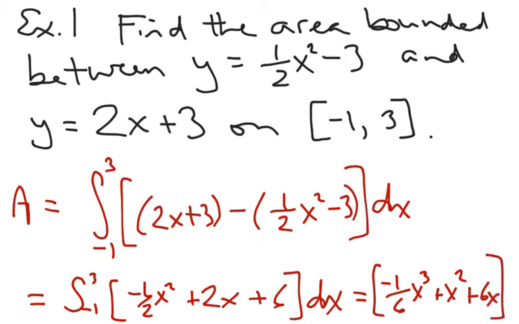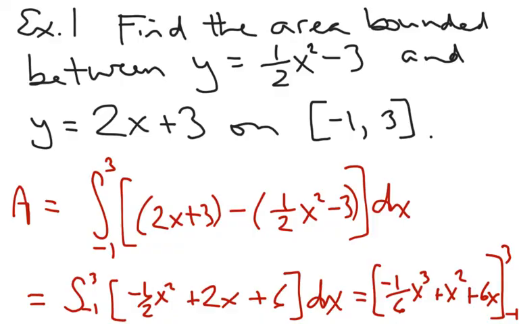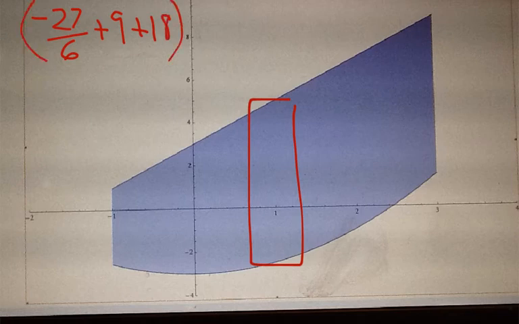And then we need to evaluate that at negative 1 and 3. So if we evaluate that at 3, we're going to get, looks like, negative 27/6. I'm going to put this up here. Plus 9 plus 18. Okay, and then I've got to subtract from that.